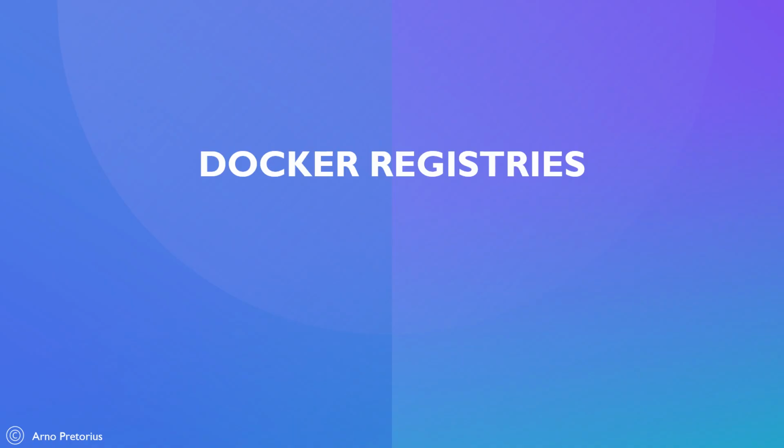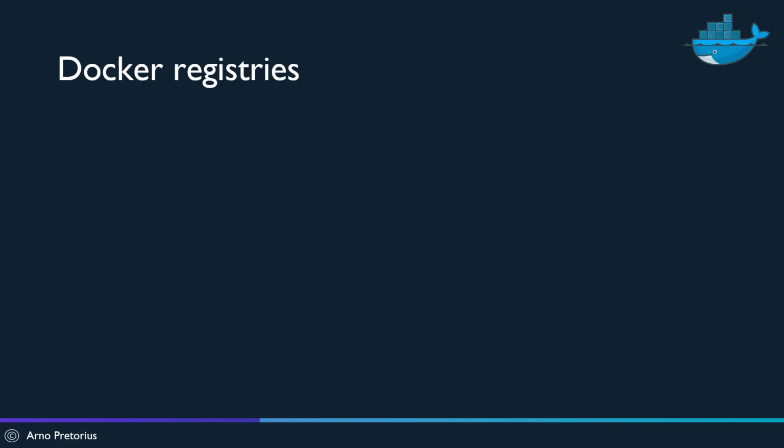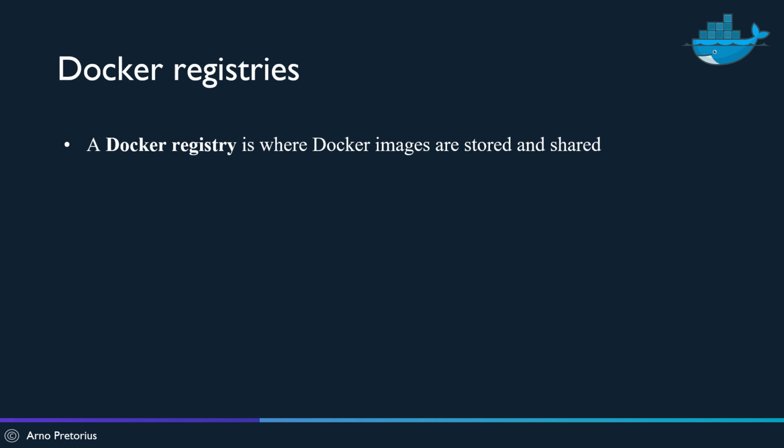Okay, so now what we want to do is look at Docker registries. So let's take a look. All right, so a Docker registry is essentially a place where Docker images are stored and shared. And we get two types. We get a public repository. This is free for everyone, and this is going to be Docker Hub. Docker Hub is a typical example of a free public registry for Docker images.